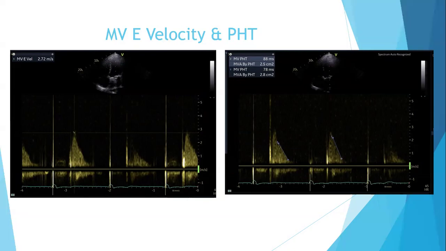Of course, it is elevated or raised because our normal or the upper normal value for this is a 1.9. Here we have a 2.7. This is followed by the pressure half time, for which it was 88 milliseconds. This is not elevated. Our normal range is within 130 milliseconds or less. So this was 88. So far we have one parameter that seems to be abnormal.